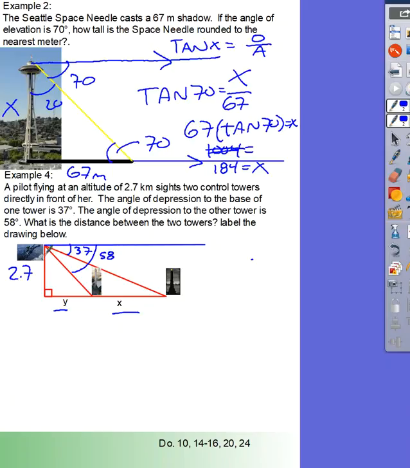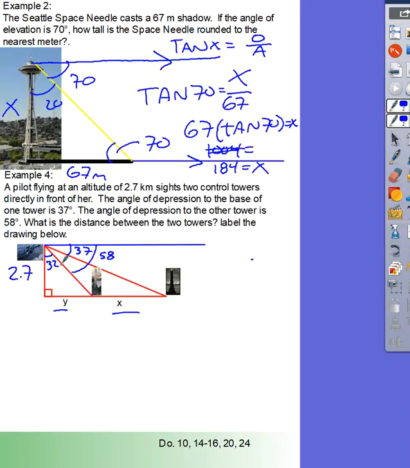Well, so what's this angle here? It's 22. Wait. No, 30. No, 20. No, 32, because 32 plus 58 is, oh wait, it's 90. So it's 32, not 20.